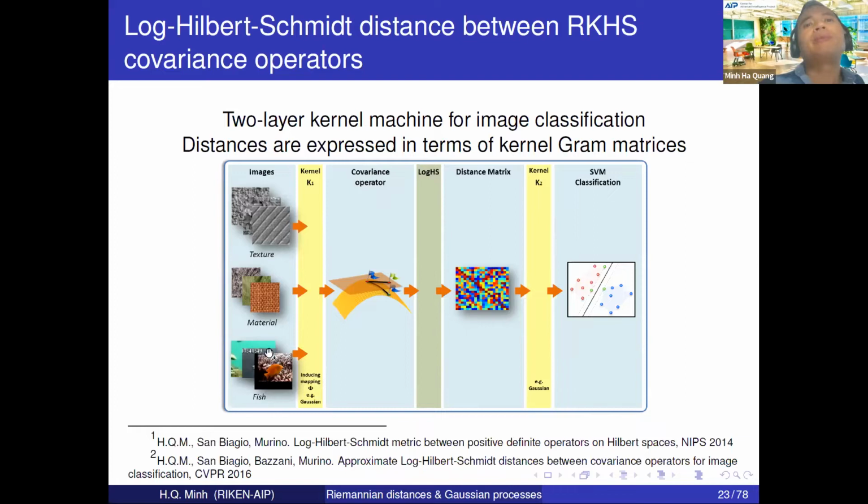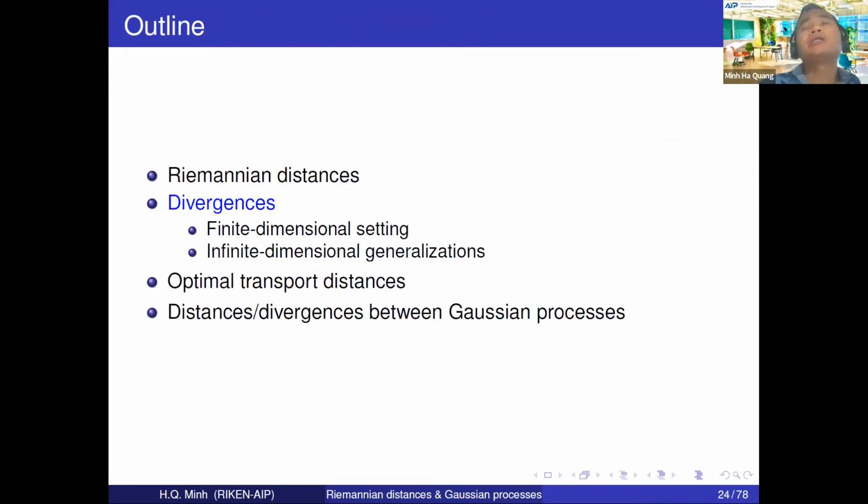So this has been applied where everything can be computed in closed form, and it can also be approximated using random Fourier features. So this is one way in which these quantities can be applied in practice. So these are the distances.